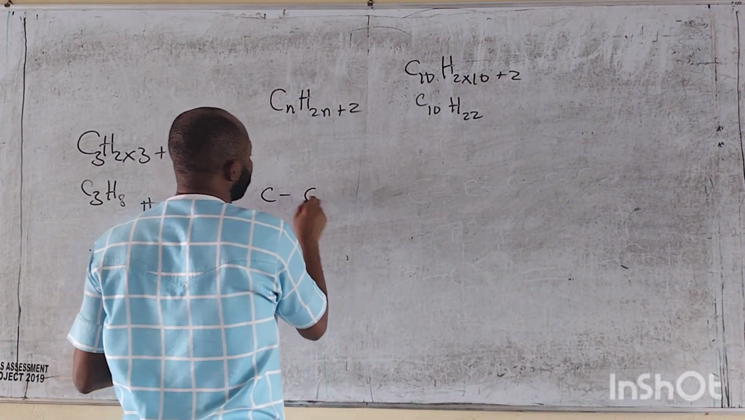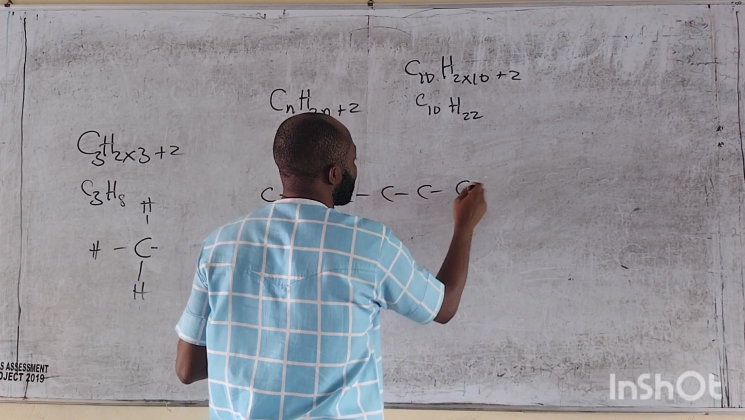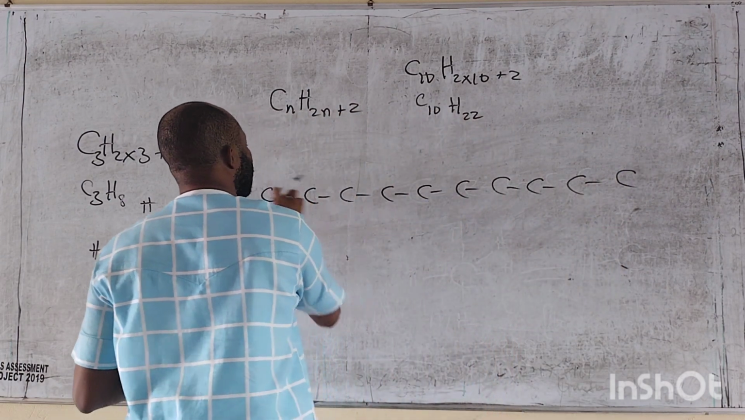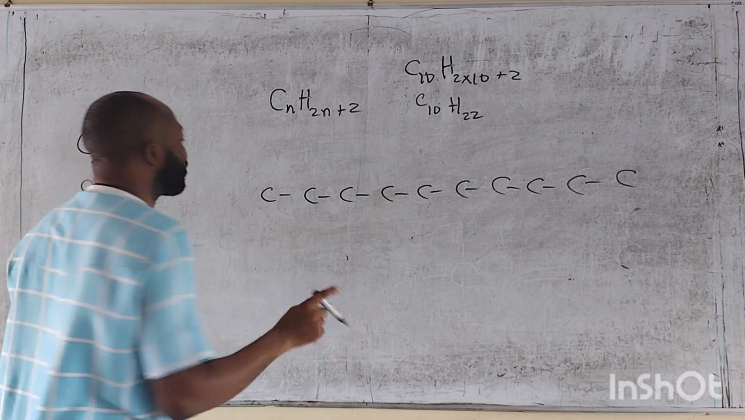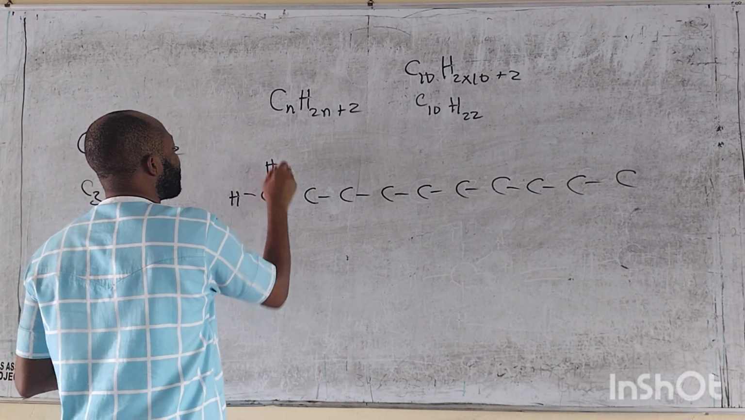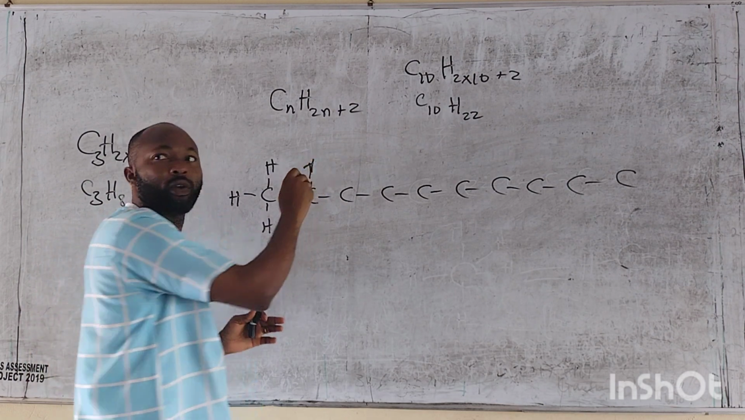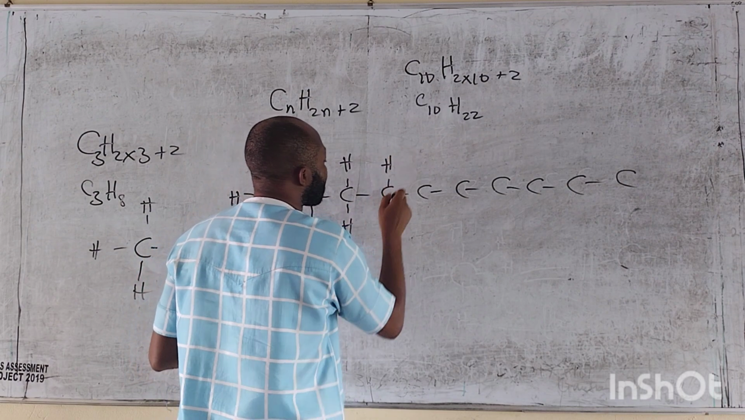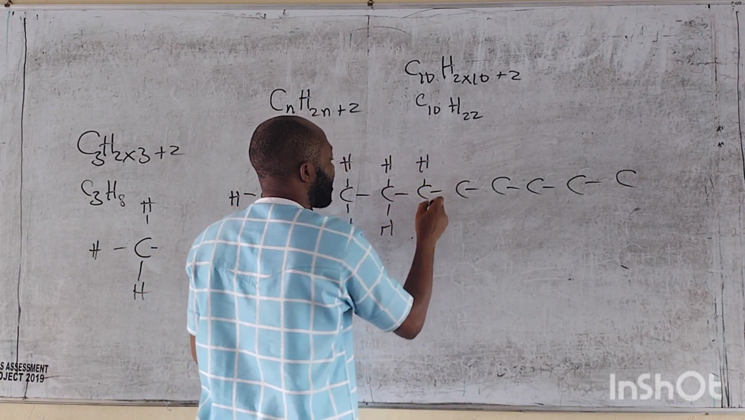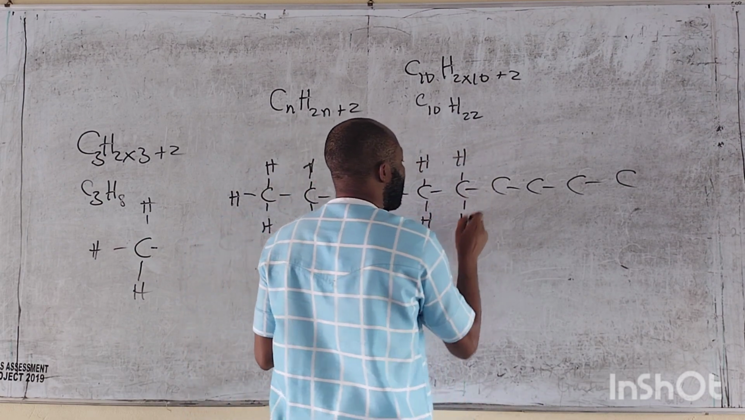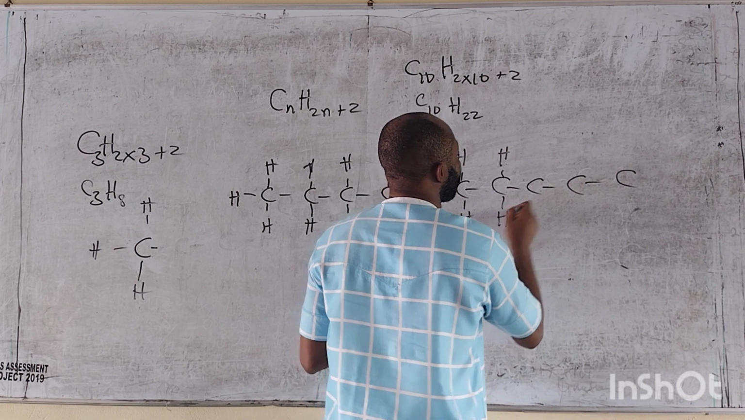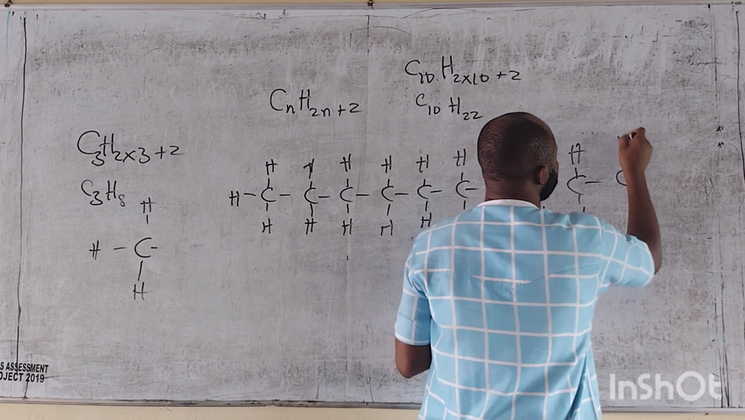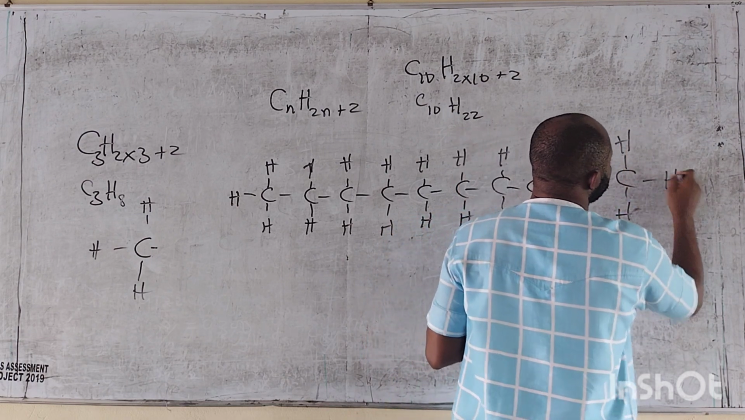So I have 1, 2, 3, 4, 5, 6, 7, 8, 9, 10. 1, 2, 3, 4, 5, 6, 7, 8, 9, 10. So I have my 10 carbon atoms. My hydrogen now become 1, 2, 3, 4, 5, 6, 7, 8, 9, 10, 11, 12, 13, 14, 15, 16, 17, 18, 19, 20, 21, and 22.